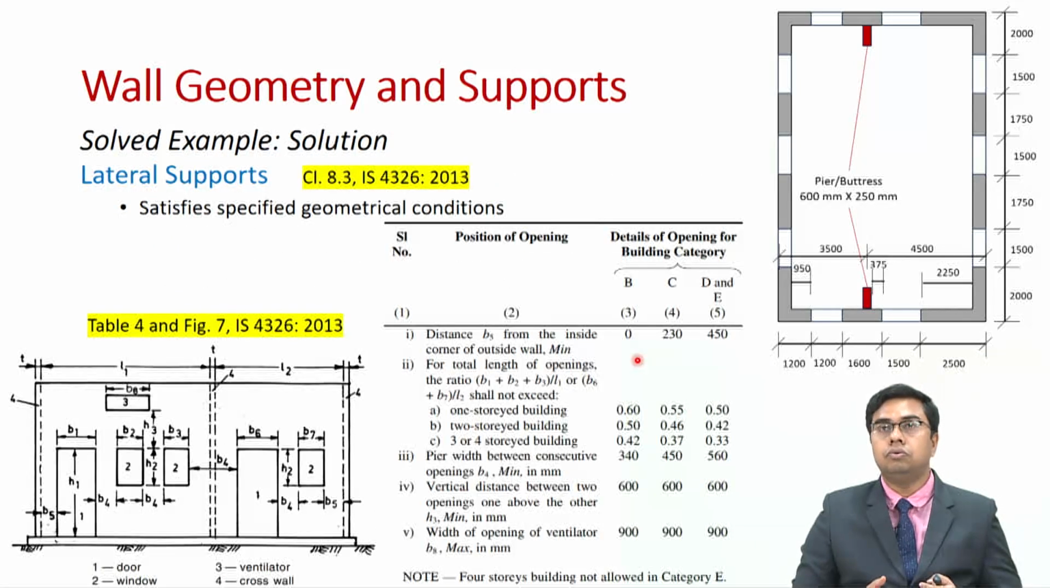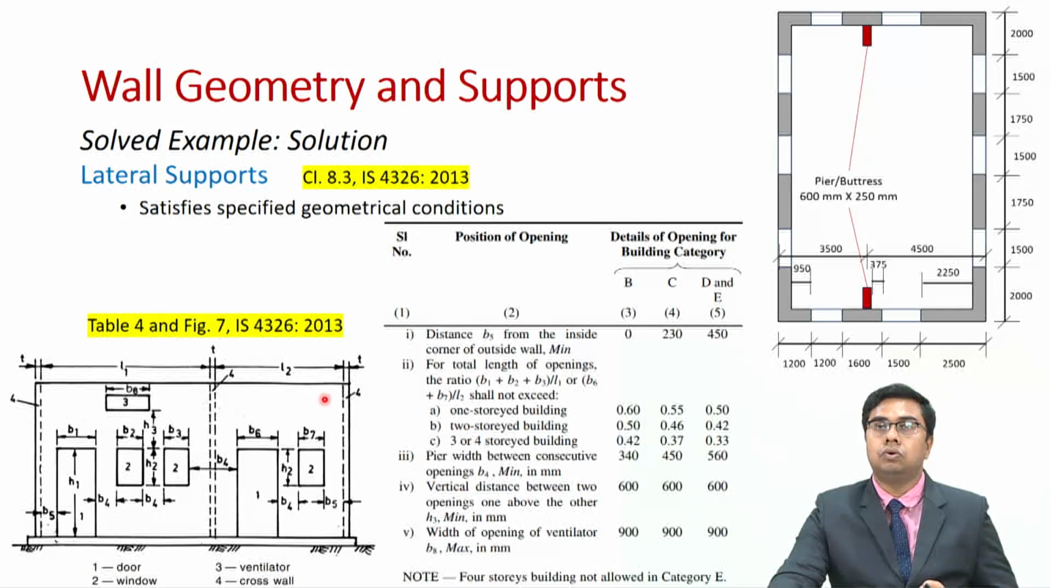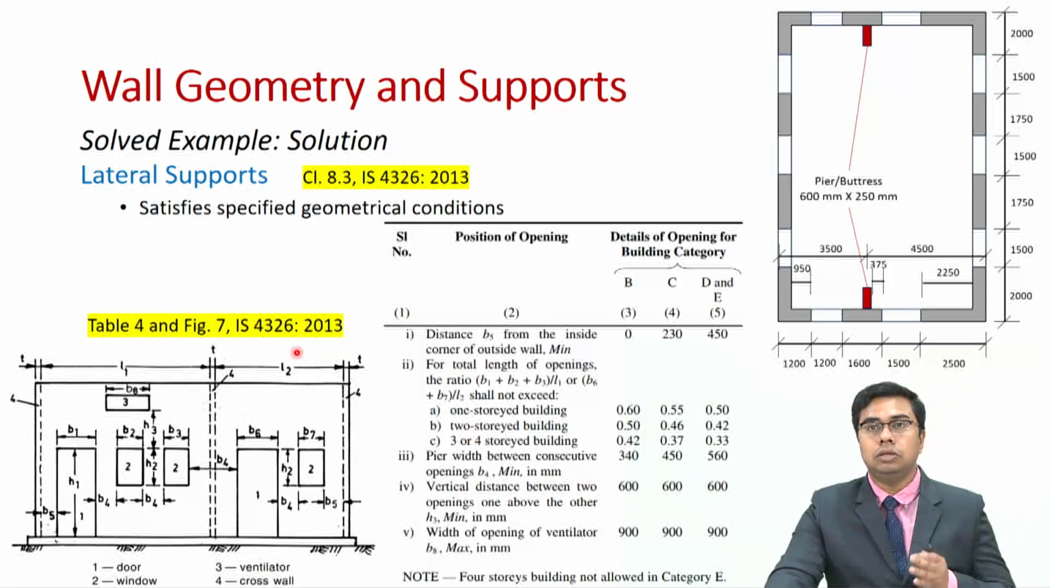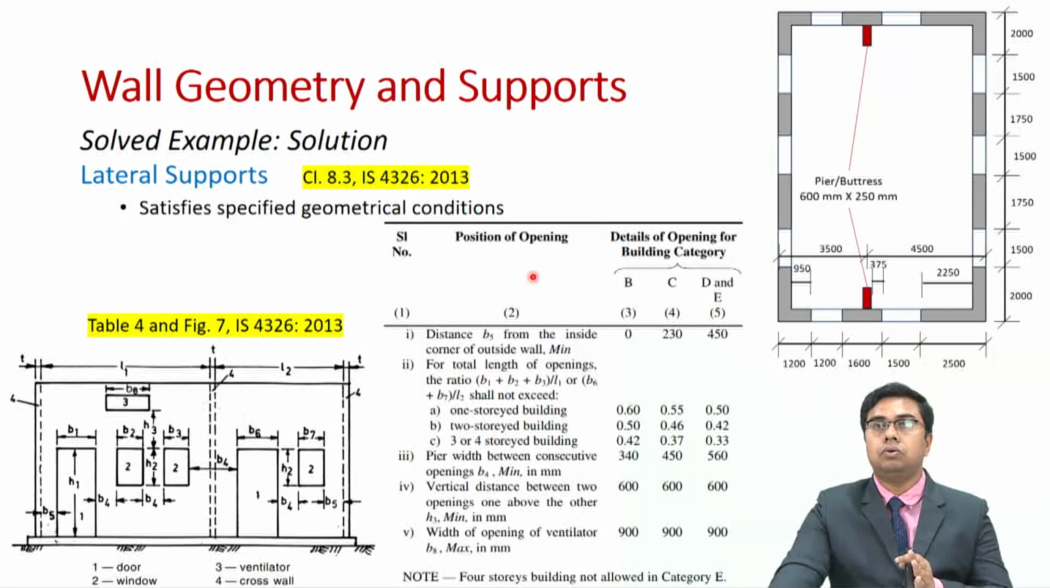Now, let us look into other geometrical conditions such as those shown over here. These details are given in table 4 and figure 7 of IS 4326. I suggest that you open your code now and look into that. These two items, table 4 and figure 7, have to be read together, which means that the detailing is provided in table 4 and figure 7 shows it in a schematic manner. So, what do we need to check over here? Let us see one by one.